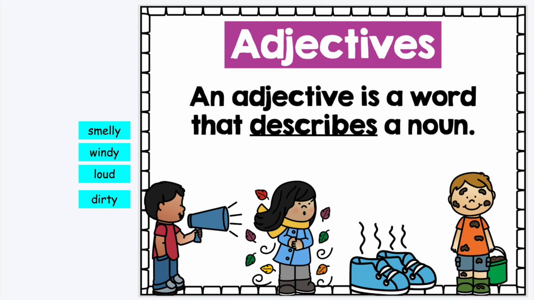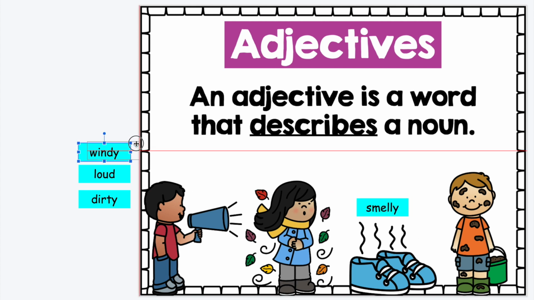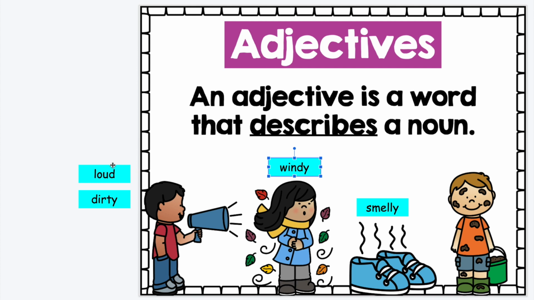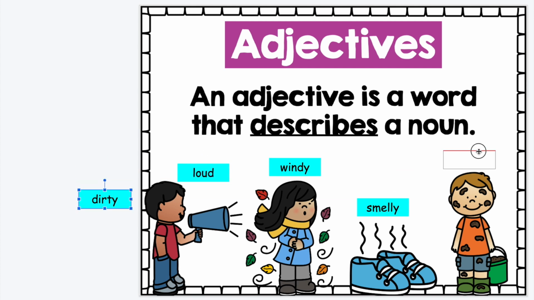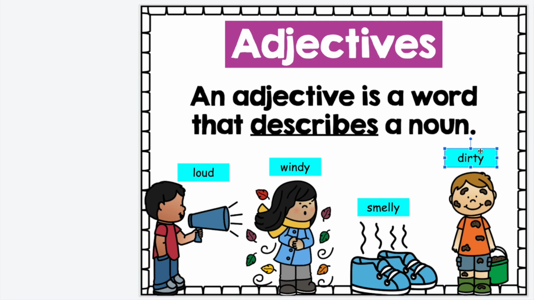So they are descriptive words. They describe. Let's take a look at these. So smelly is a describing word. It's describing what those shoes are like. Windy, it's describing the weather. Loud, it's describing what that boy sounds like. And dirty, it's describing that boy as well.